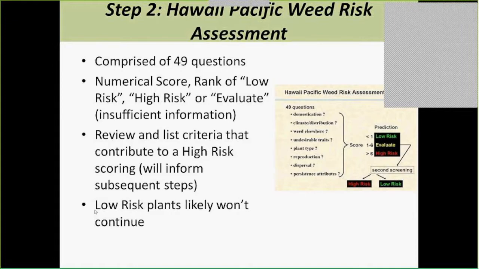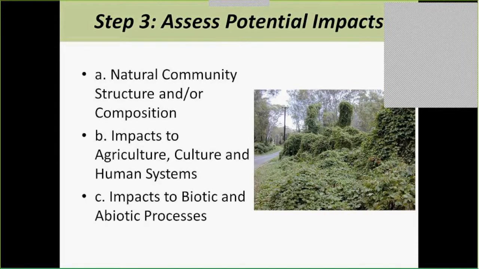All right, so now we go on to step 3. This is where we assess the potential invasive impacts. We do this in 3 different ways. We assess the impacts on natural community structure or composition. We assess the impacts to agriculture, culture, and human systems, and then assess the impacts to biotic and abiotic processes.